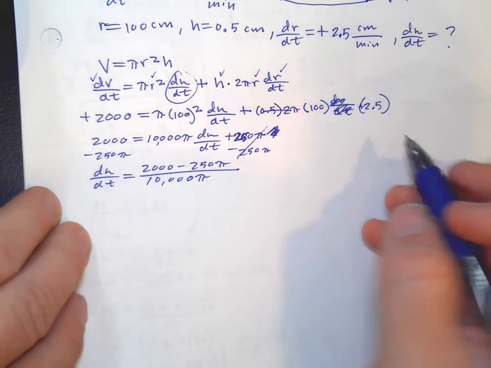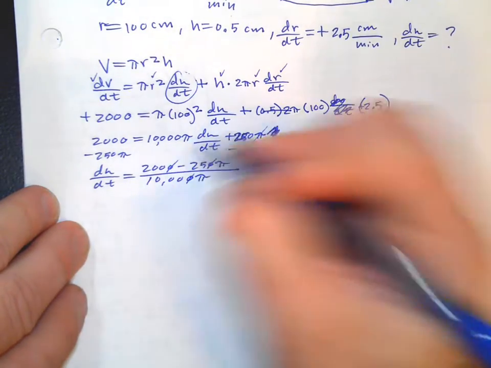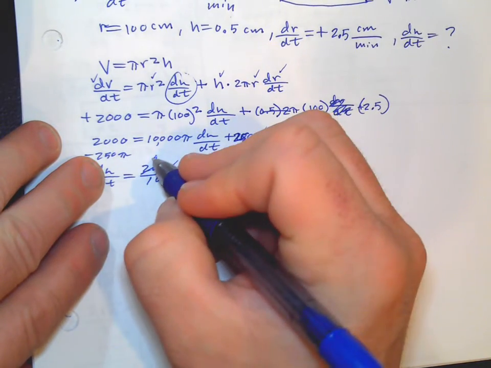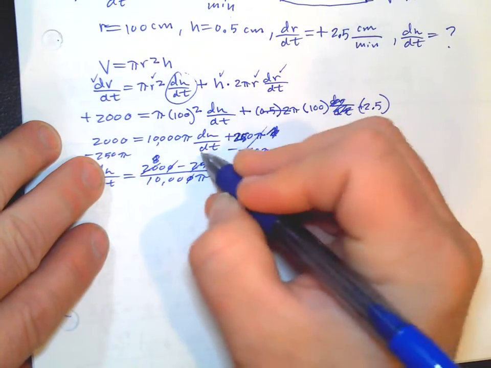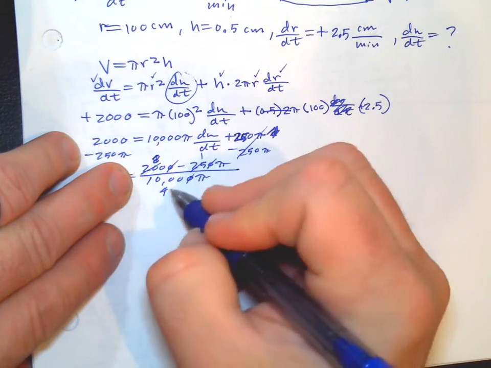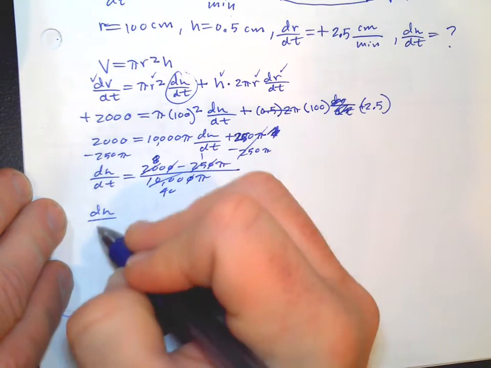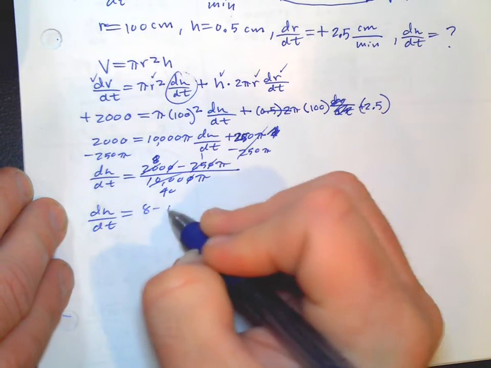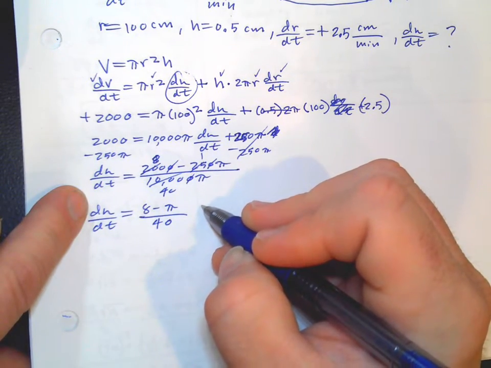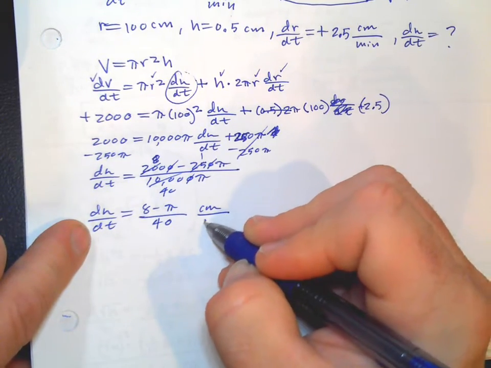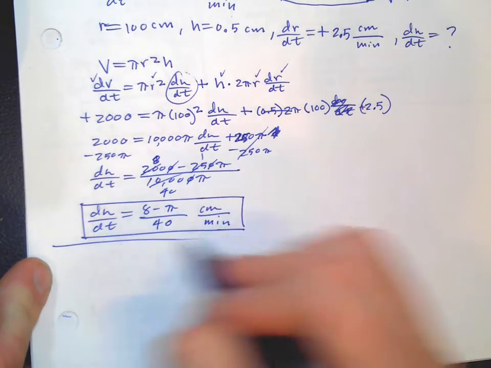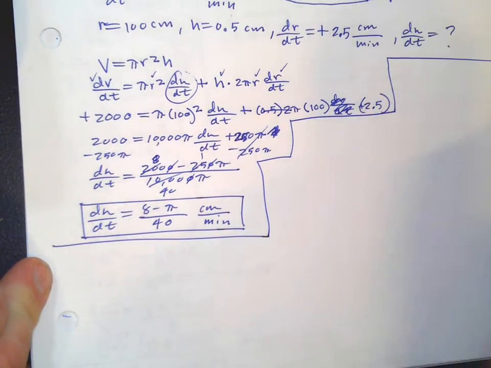We could reduce it. We could take a 10 out of everything, probably take a 25 out of everything. 25 of this would be 8, 25s. That would be 1. 25 in 100 is 4, so that would be 40. So dh/dt reduced is (8 minus pi) over 40. The units are, h should be one-dimensional length, centimeters, time is minutes. And it came out positive, which I think it should because things are increasing.